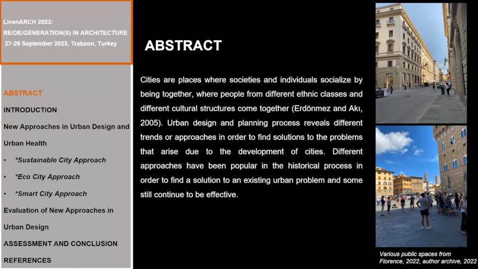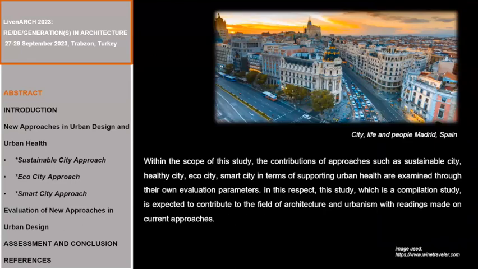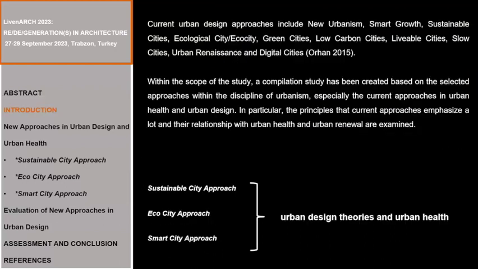Different approaches have been popular in the historical process in order to find a solution to an existing urban problem, and some still continue to be effective. Within the scope of this study, the contribution of approaches such as sustainable city, healthy city, eco-city, and smart city in terms of supporting urban health is examined through their own evaluation parameters. In this respect, this study is expected to contribute to the field of architecture and urbanism with readings made on current approaches.